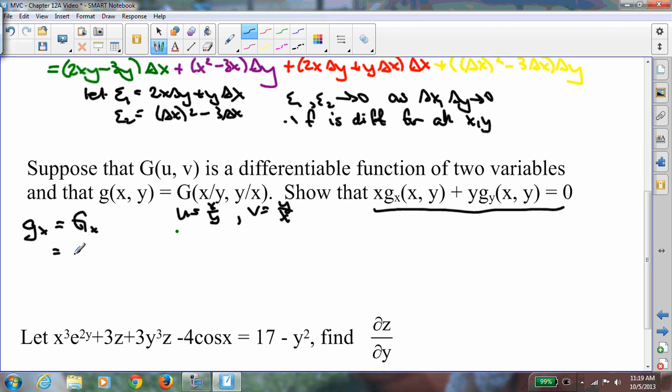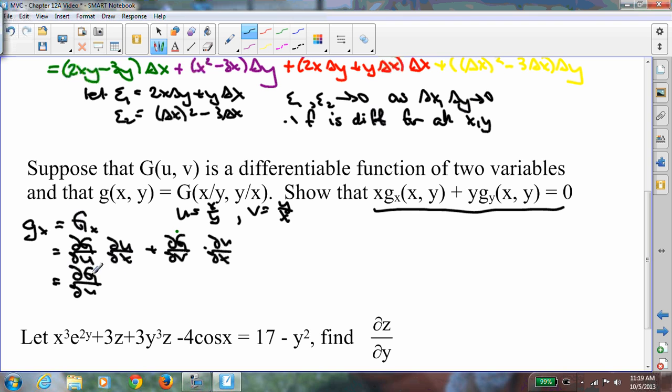So that means if I want the partial with respect to x, and they're both in u and v, I'm going to have to do the partial of g with respect to u times the partial of u with respect to x, and the partial of g with respect to v times the partial of v with respect to x. And I'm using the swirly d's because they're both multivariable functions. So partial of g with respect to u, I'm going to go ahead and leave there.